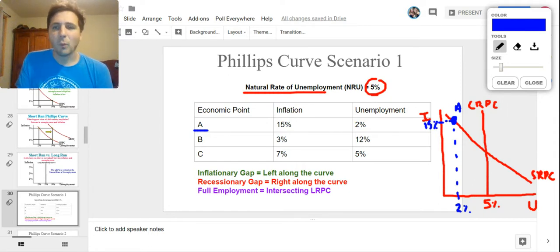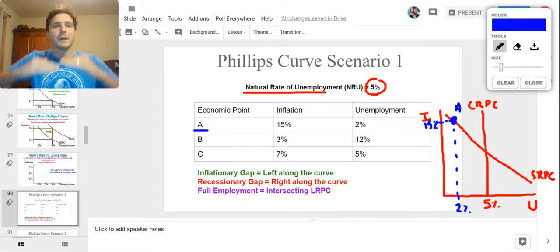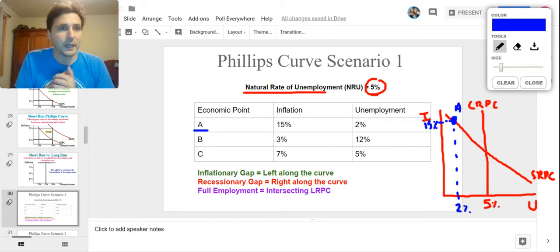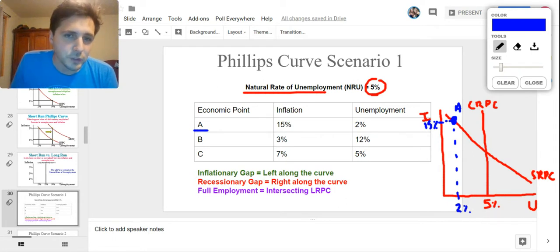Now, that's point A. What kind of a gap do I have? Well, I'm at the top of the slide. I climb to the top of the slide. We have inflation. We have danger, right? This is bad. I have an inflationary gap. My natural rate of unemployment is 5%. My current is 2%. So my unemployment rate is lower than it should be. That means I have an inflationary gap.